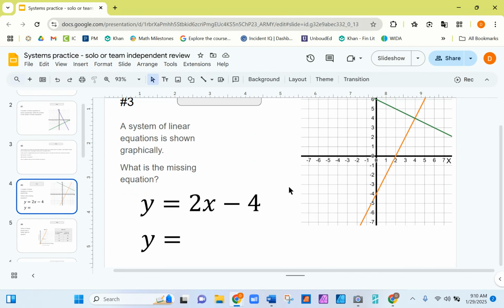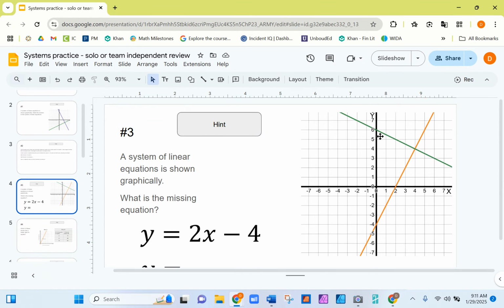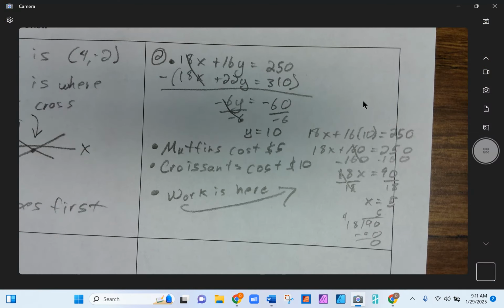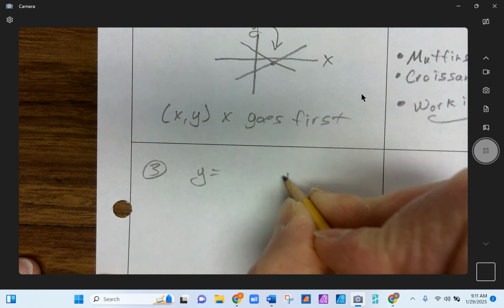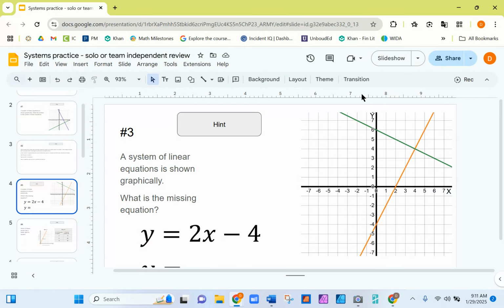Number 3, system of linear equations. What is the missing equation? So my thinking process is I figure out the y-intercept, I got -4 right here. So that means that this equation is 2x minus 4, the positive one, because the slope is positive. So I got to figure out this one right here. I know that we're crossing at 6. So when I write this down on number 3, I know it's going to be y equals something plus 6, right?